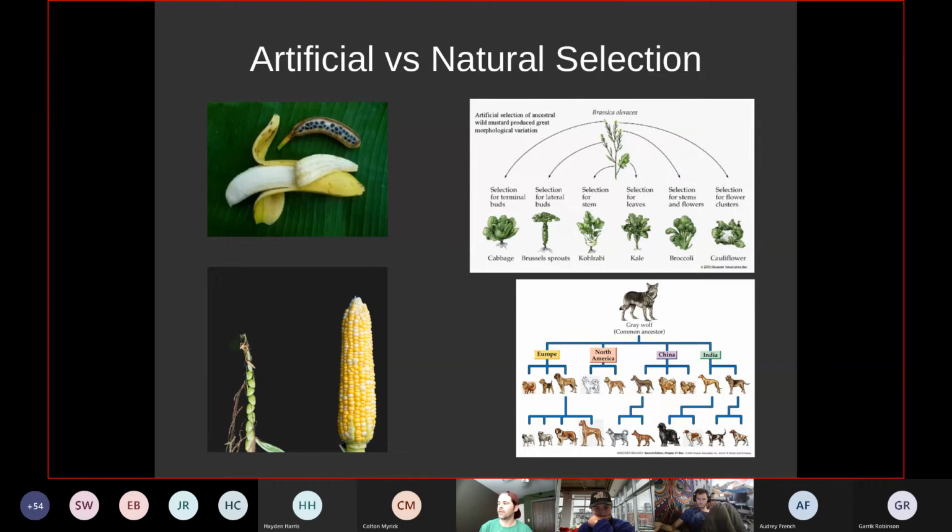Okay. The banana here, this is a wild banana pictured on the top. Has anyone tasted one of those? It tastes like an acorn. It's awful.